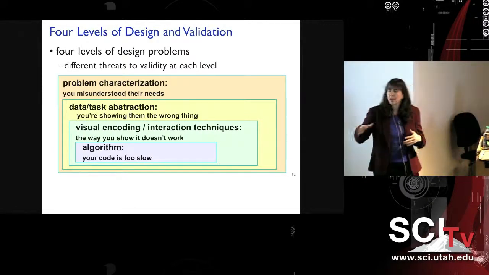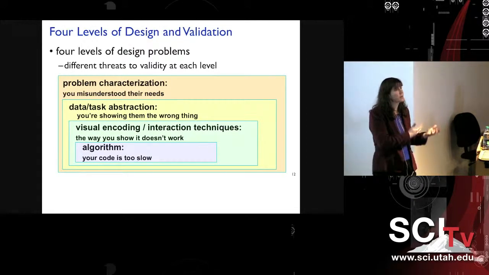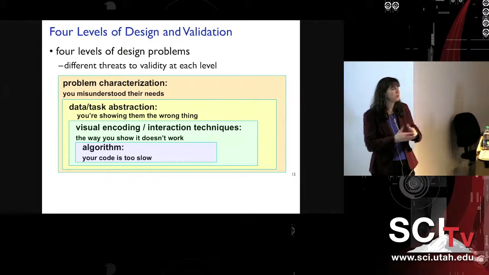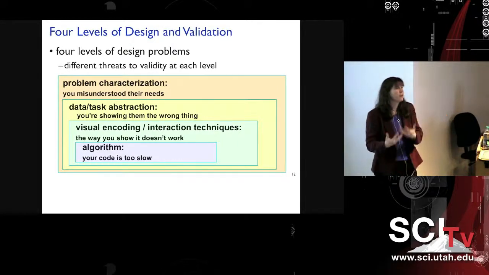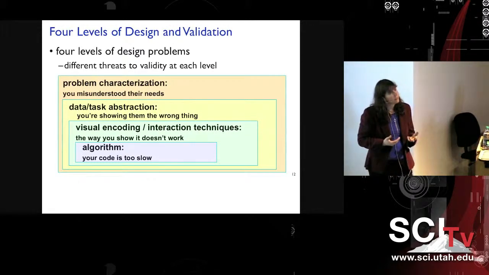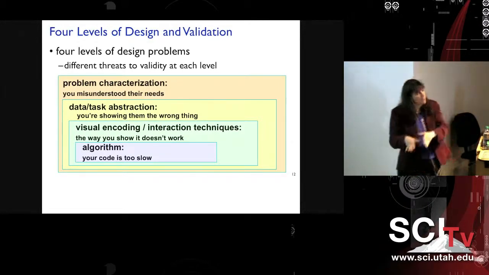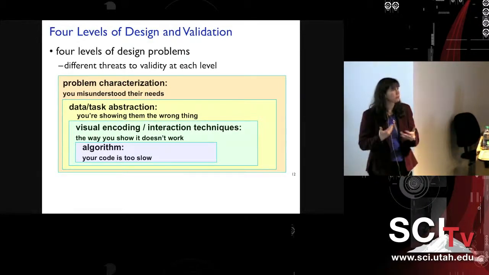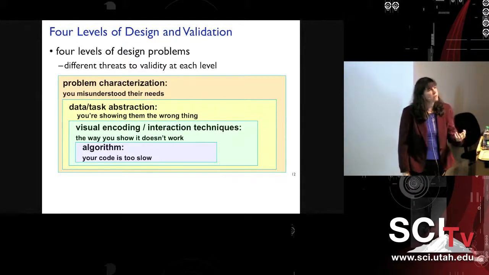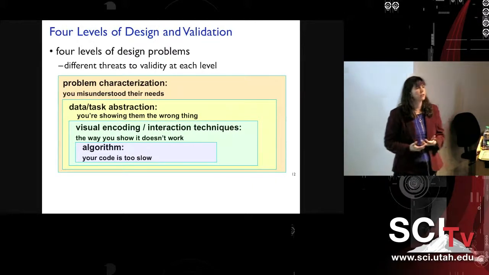Then the next level down is an abstraction, where as a visualization person, you decide what are the abstract data and tasks that people are doing that might be from very different domains that map to the same abstraction at the visualization level. And if you get this wrong, then the threat is that you could be showing them the wrong thing. Now, one level beneath that of design now is the actual techniques for visual encoding and interaction. And if you get that wrong, then the way you show it doesn't work. And then finally, at the algorithm level, yet another level of design. And what's the threat? Well, something like your code is too slow.